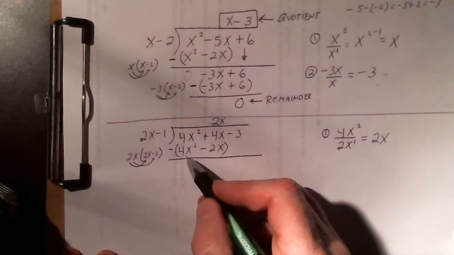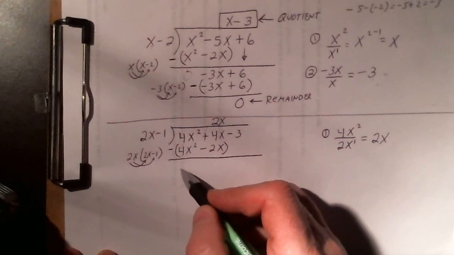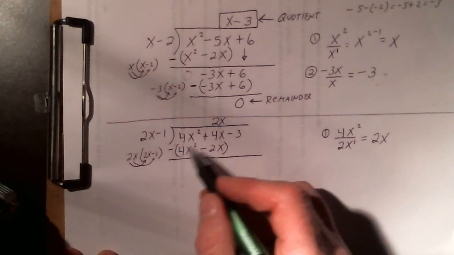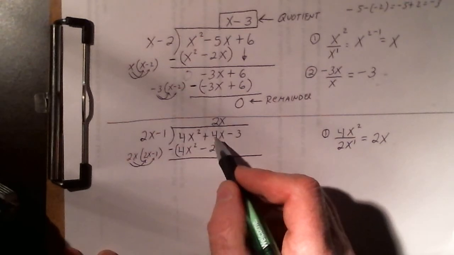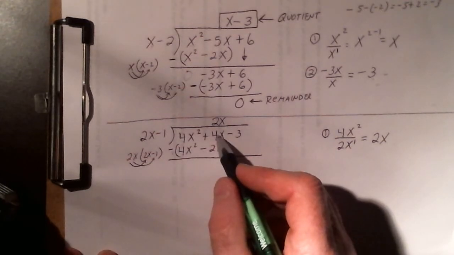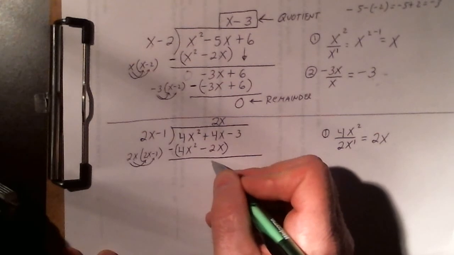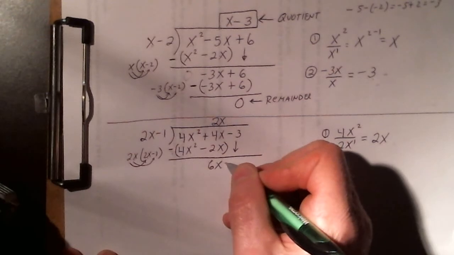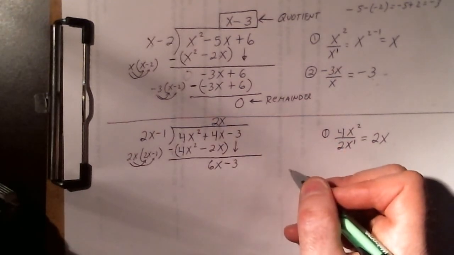Now 4x squared minus itself is 0x squared. In other words, the 4x squareds drop out. And 4x subtract a negative 2x. 4 minus a negative 2 is 4 plus 2. So 4x subtract a negative 2x will be 6x. Will be 4x plus 2x over 6x. Drop down the next term, negative 3 for round 2 of division.